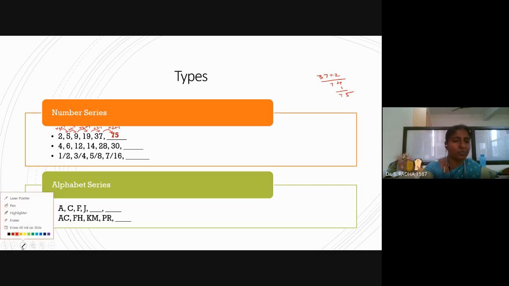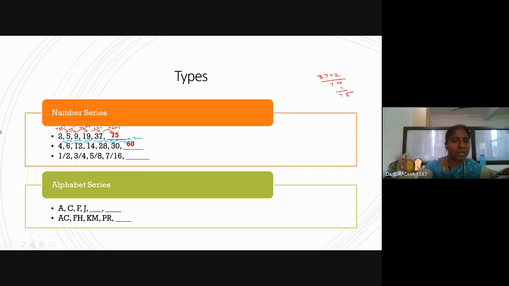You can see 4, 6, 12, 14, 28, 30. What is the next number? Here you can see this is plus 2. Okay, this is into 2 and again plus 2. Next is into 2. Next is addition plus 2. Next we have to follow into 2 alternately. Okay, 30 into 2 is 60.